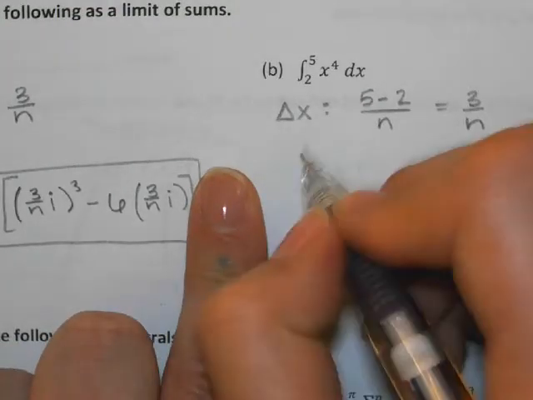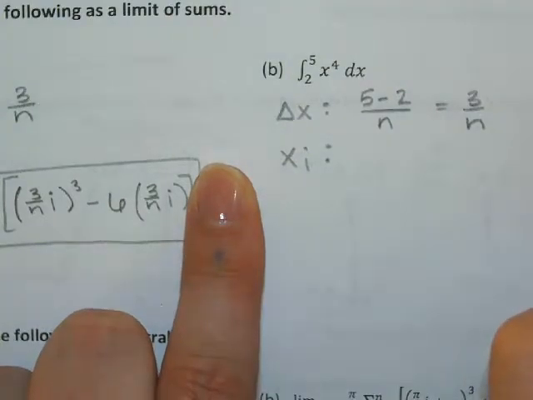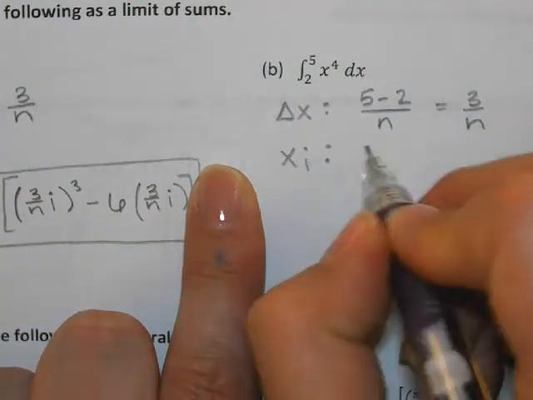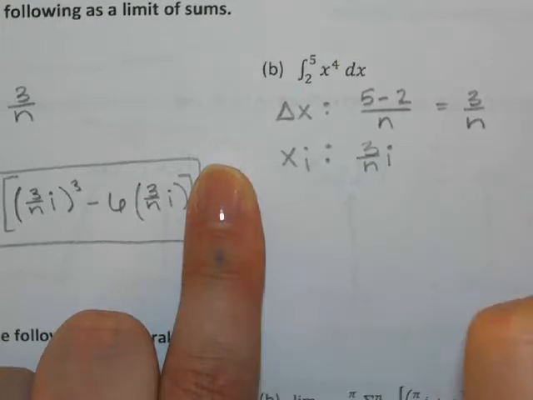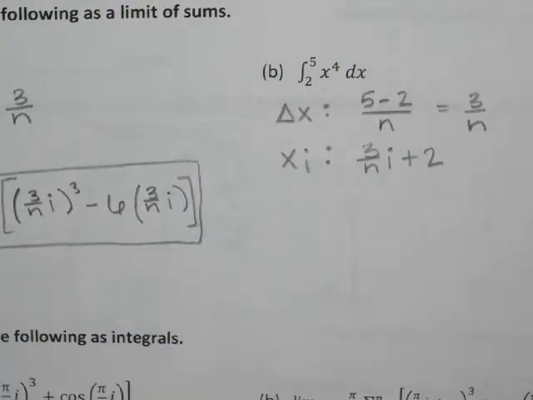This time the x sub i is a little bit different, because we actually have a number for our lower bound instead of 0. So we have 3 over n i plus 2. If it was a negative 2, would you write minus 2? Yes.